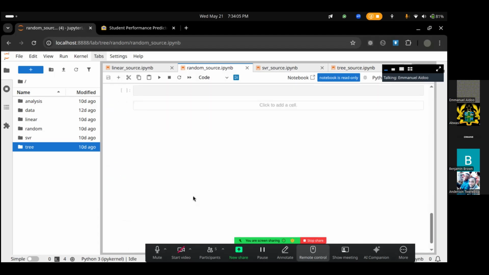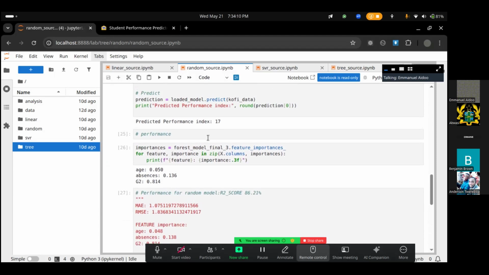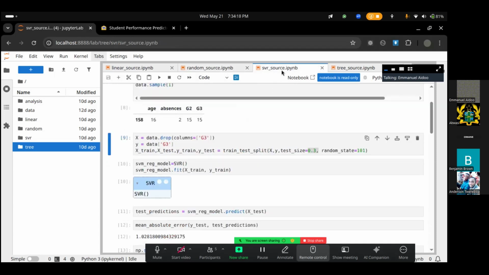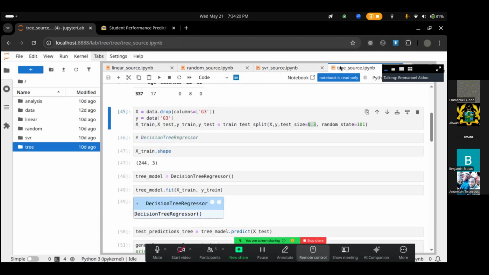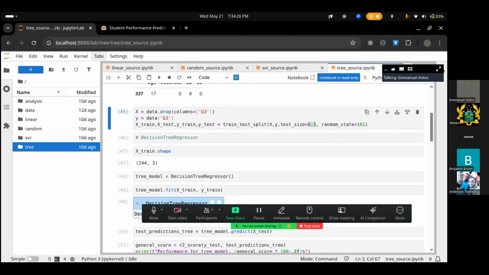And then let's see what the model predicted. It predicted 17. Yes. So this is what we have for the random forest model. The same goes for the support vector regressor, and then the same goes for the decision tree. Okay, now we will walk through the documentation and see what we have done so far.